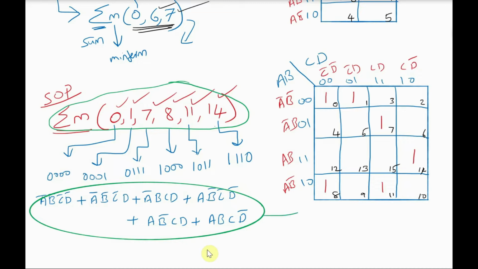If it is in the case of an expression, we can directly map A bar, B bar, C bar, D bar is the first cell. Row is A bar, B bar and column is C bar, D bar, where you can mark 1. Similarly, A bar, B bar, C bar, D, that is the second cell. If it is given as sigma of minterms, we can directly map to the corresponding cells. This is how you map a given expression to a kmap.